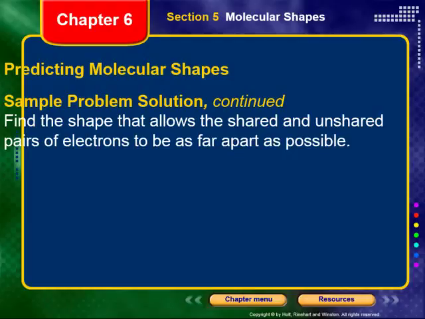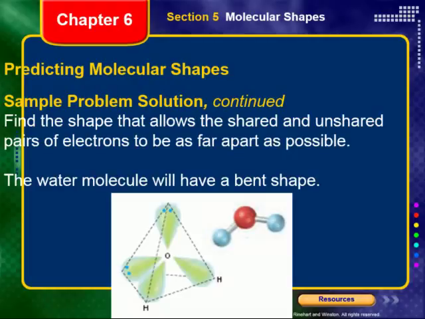So I'm going to find the shape that allows the shared and unshared pairs of electrons to be as far away from each other as possible. So I'm considering shared and unshared pairs to be essentially the same right now. So I'm going to set these electron pairs up in a tetrahedral shape.